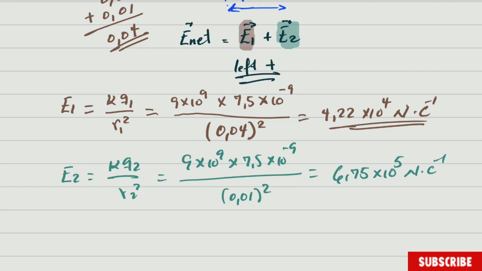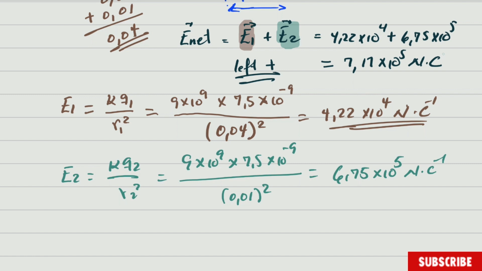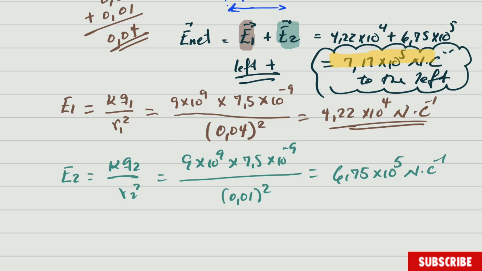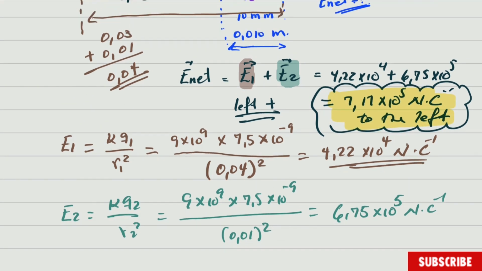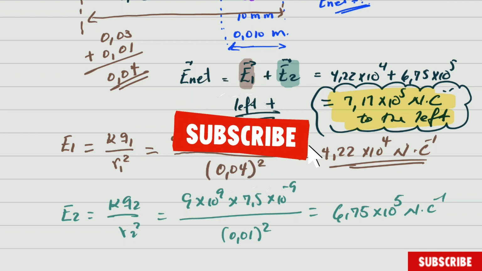All we have to do is to come here and substitute both numbers. 4.22 times 10 to the 4 plus 6.75 times 10 to the 5. So the final answer is going to be 7.17 times 10 to the 5 newton per coulomb to the left. This one is the final answer with the direction, guys. And this is the end of this question. I hope you understand. It's a very good question for practice for the exams.